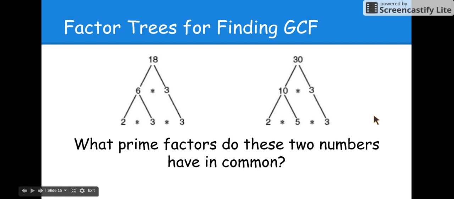What prime factors do these two numbers have in common? Well, now we look at the bottom row, which is the prime factorization, and they both have 2 and 3 in their bottom row.